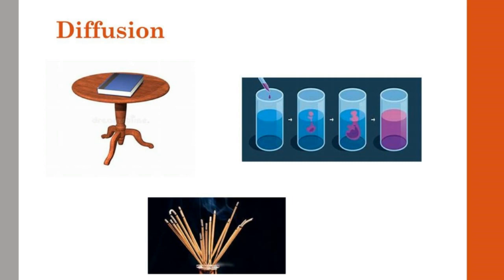This tendency of particles to spread out in order to occupy the available space is diffusion. Solids are tightly packed and they do not diffuse like liquids or gases. Hence, ink and smoke spread easily while book stays tight on the table.